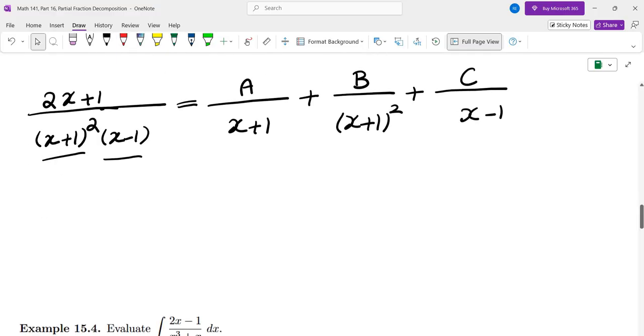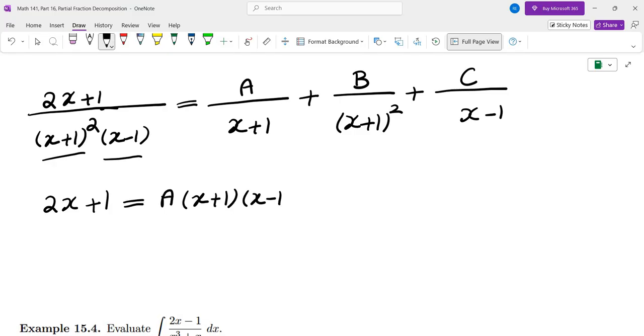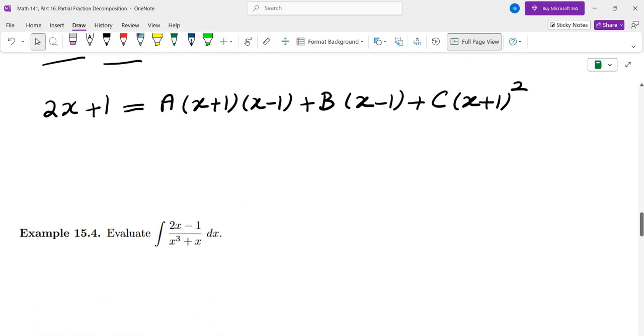Now we are going to clear the denominator. So if we multiply by x plus 1 squared times x minus 1, we get 2x plus 1 on the left. We get a times x plus 1 times x minus 1 plus b times x minus 1 plus c times x plus 1 squared. Now we could use either of the methods that we learned before to find a, b, c. I'm going to use the first method.